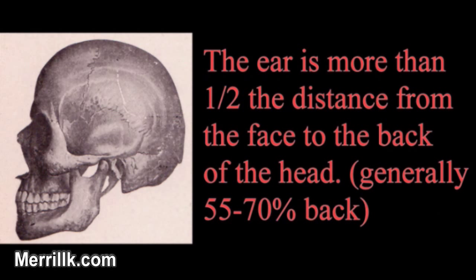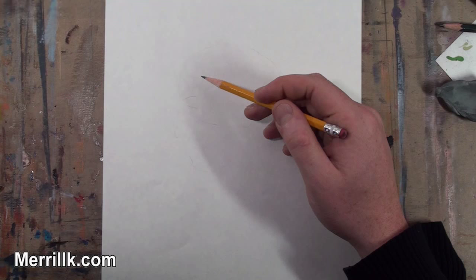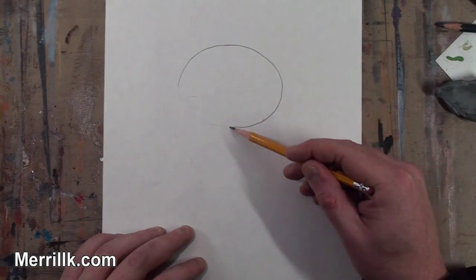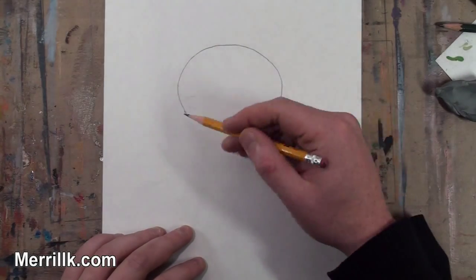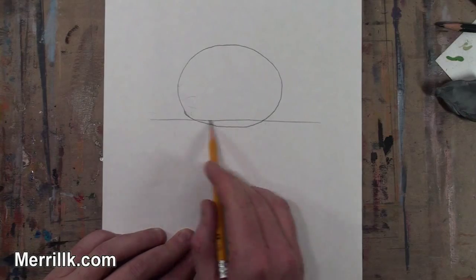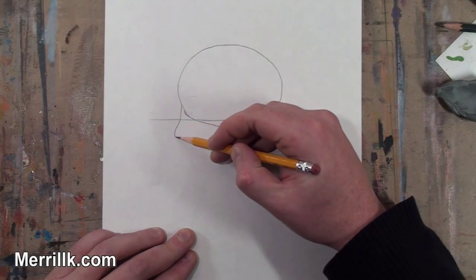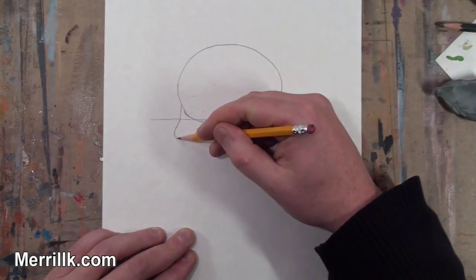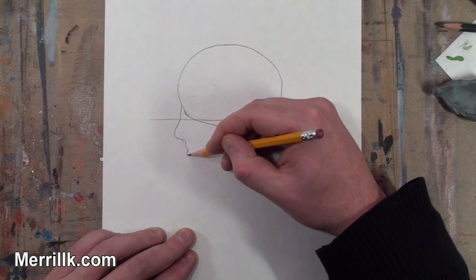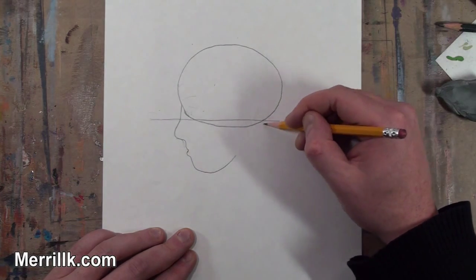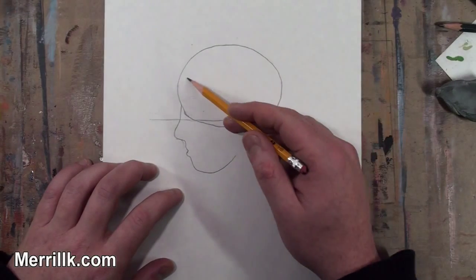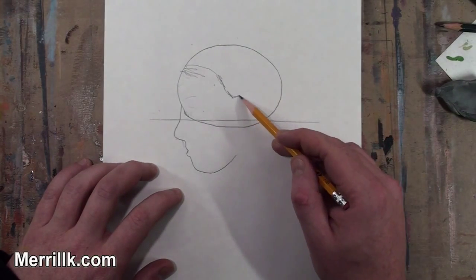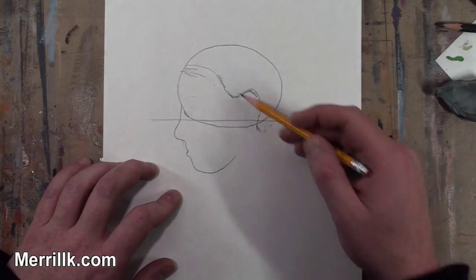Finally, the ear is more than half the distance from the face to the back of the head, generally 55 to 70% back. And now I'm going to do my demonstration. I'm going to do it a little bit different than the one at the end of part 3 though. I just made the oval shape horizontally, and I put a line almost straight through the bottom, maybe about 1/8 of the way up. Then I did the outline of the face.